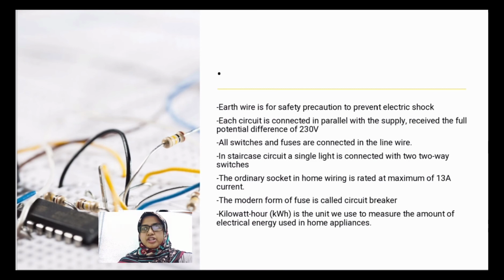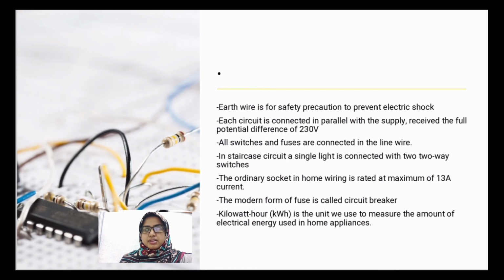Then we look at the ordinary socket in a home wire, which is rated at a maximum of 13 ampere current. And then we look at the modern form of fuse, called the circuit breaker. It contains an electromagnet which breaks the circuit when the current exceeds the rated value of the circuit breaker, to prevent further increase of current in the circuit. They operate much faster and can be reset by pressing a button.